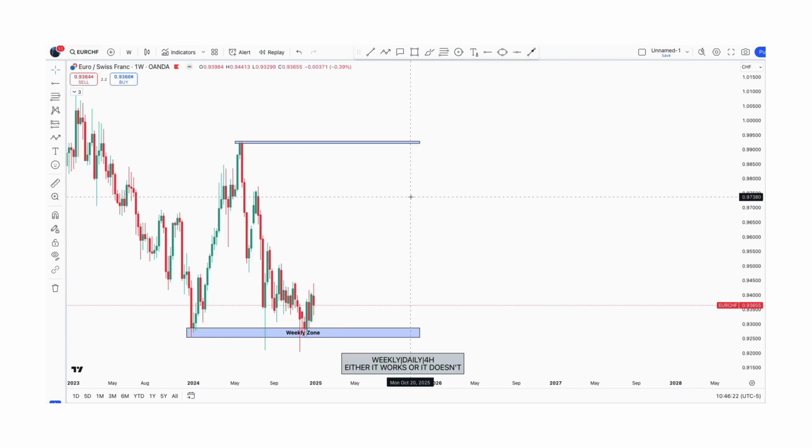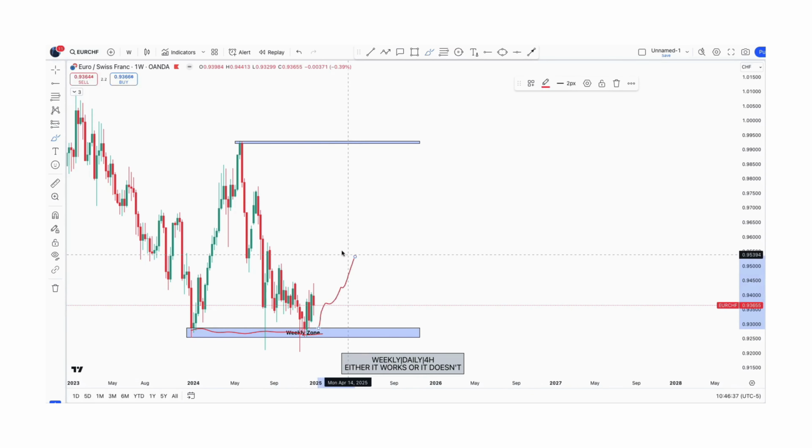All right, so the last pair we're going to look at going into this week, mainly because this is a new year, there's not much volume and not a lot of price action shown on the other charts. So we're going to be looking at Euro CHF on a weekly time frame, and we can see that price is at this weekly level of support. So what I'll be looking for is to see if price will potentially buy up to the upside, right?